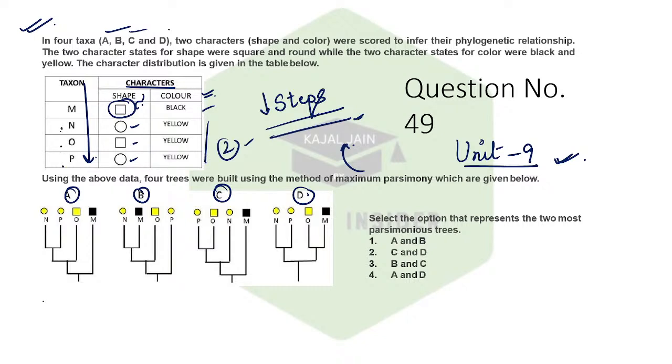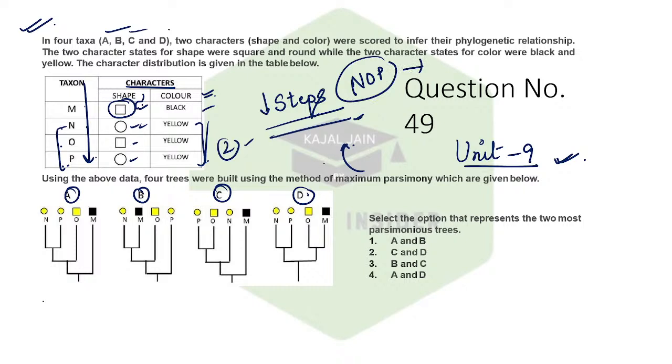N, O, and P should be together. Reason being, they are all showcasing similar colors, right? And M and N should be like they are all having complete differential, right? So N, O, P should be together, one point.